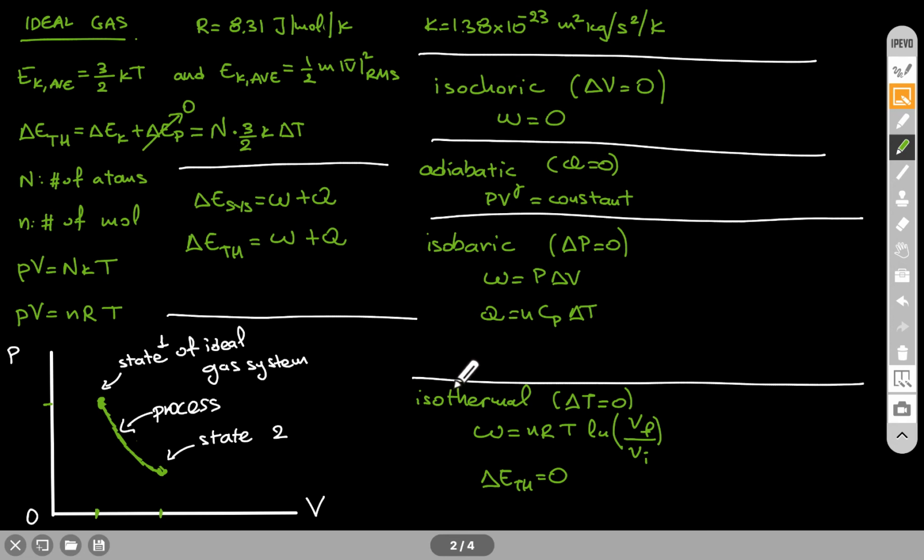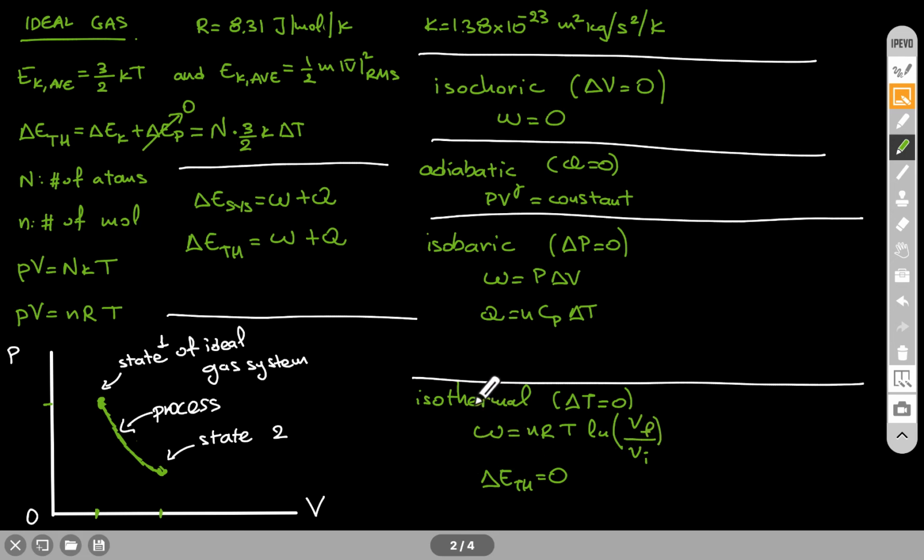We have one more. An isothermal process is one where the temperature stays constant or the change in temperature is zero. And this is what an isothermal process looks like. The temperature stays constant. It is a curved line. It is complicated to find the area under curved lines, and I have given you here the expression for an isothermal process: nRT times the natural log of the final volume over the initial volume.